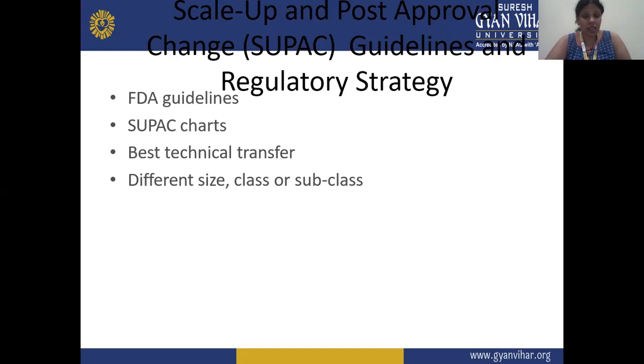Next is the best technical transfer. For the best technical transfer, you need to follow the proper guideline, and the technical transfer should be successful and proper. Different size classes or subclasses are there in the different guidelines.